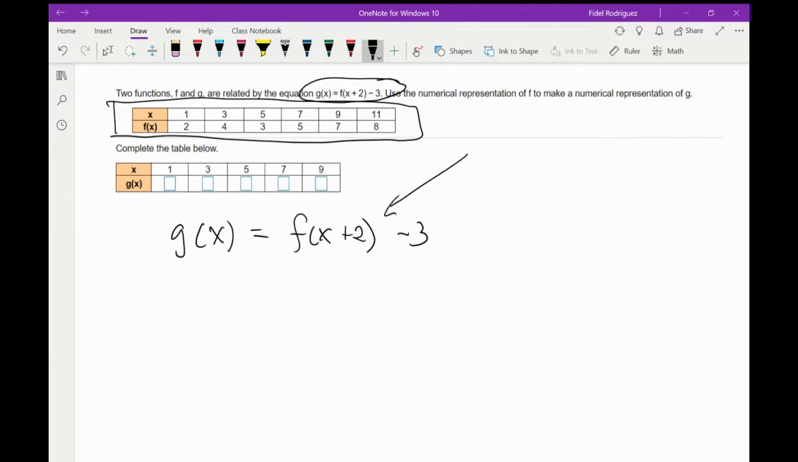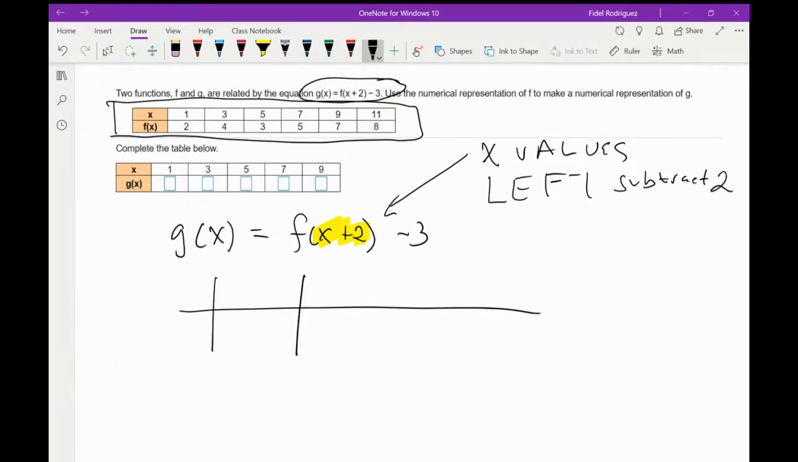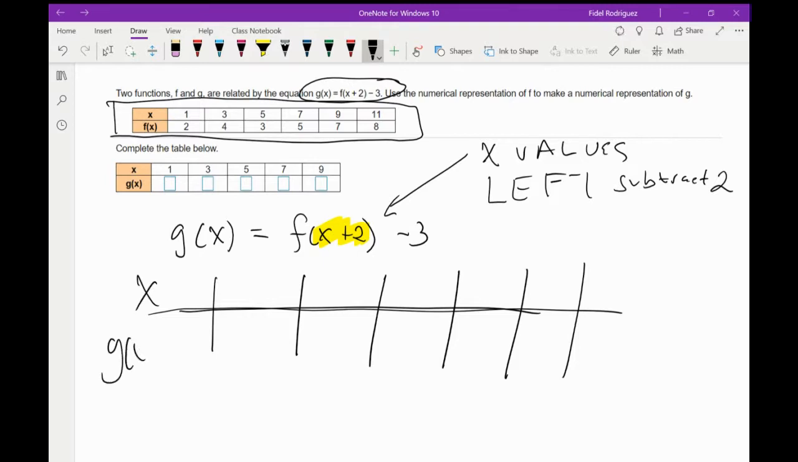So what I'm going to do here, my x values, this is going to affect my x values because it's on the inside, right? And because it's a plus 2, I'm actually moving them to what? To the left? The left, which would be a negative. That's right. Subtract 2, right? From each of those x values. Okay, so what I'm going to do now is make a new chart here. Okay, and I'm going to put g of x here. I'm going to take each of these x values up here, and I'm going to subtract 2 from every one of them.